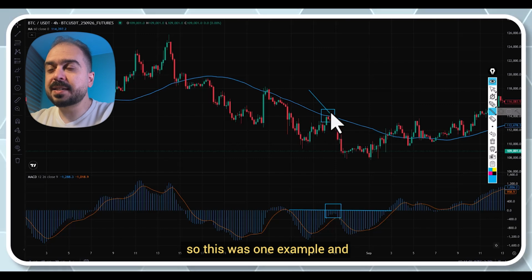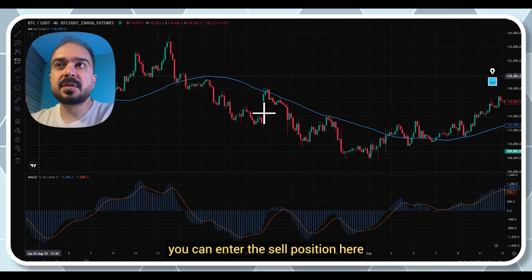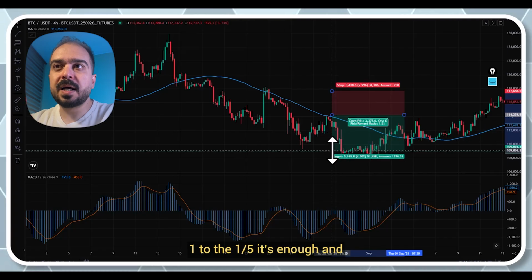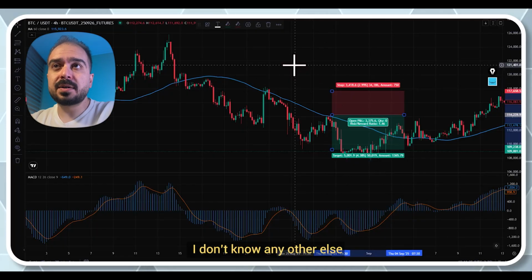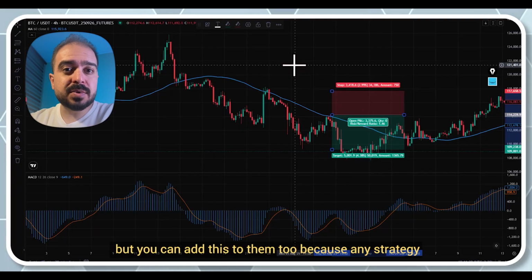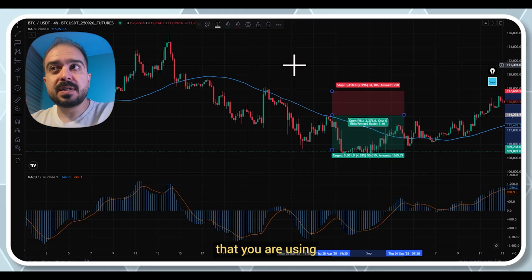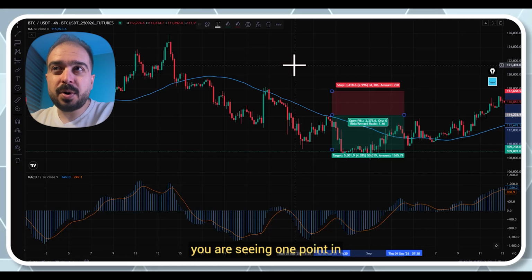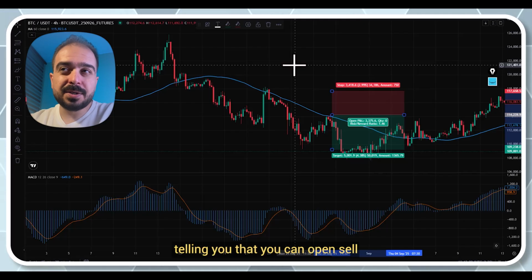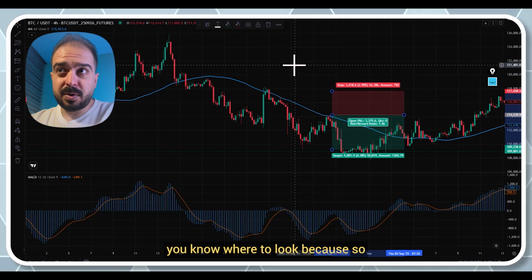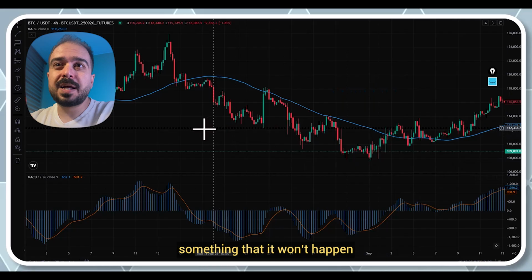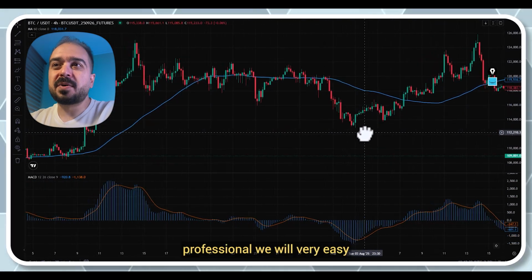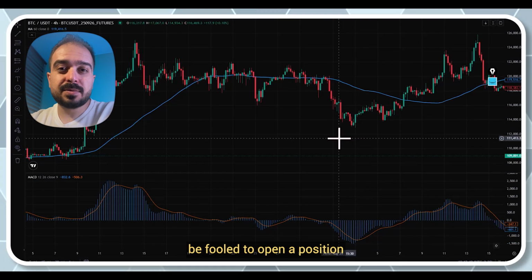So this was one example, and you can enter the sell position here with this stop loss and this tip 1 to 1.5. It's enough. And of course, you can use liquidity, order blocks, FVG, I don't know any other else, but you can add this to them too, because any strategy that you are using, for example, you're seeing 1 point in price that for a strategy is telling you that you can open a sell position here, so you should open your position over there. But you should know where to look, because so many times market is showing us something that won't happen, because if we are not professional, we will very easily be fooled to open a position.